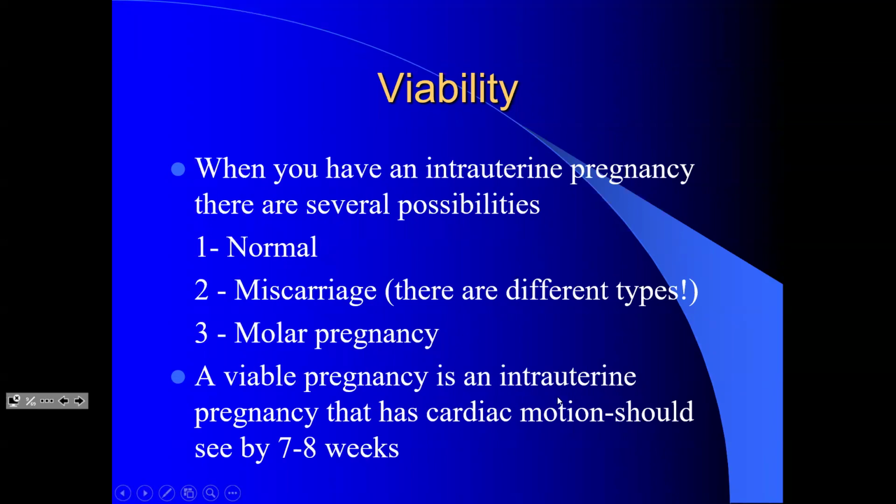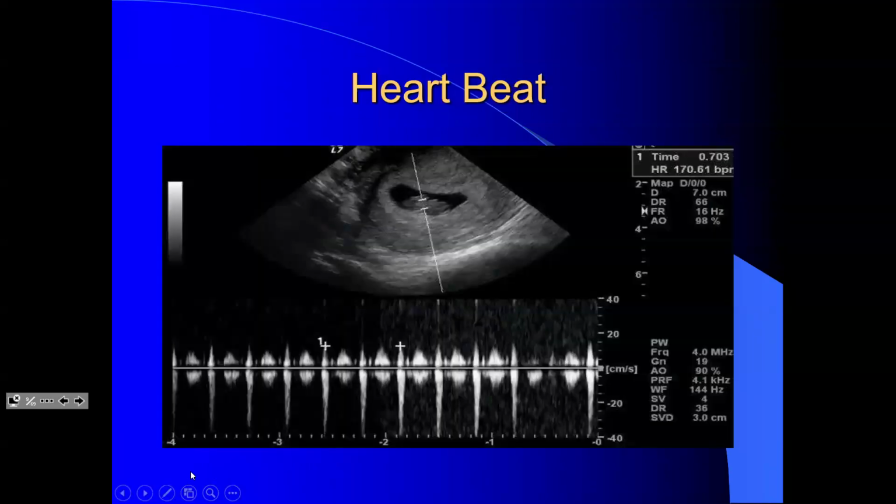So a viable pregnancy is an intrauterine pregnancy that has cardiac motion seen by 7 to 8 weeks. So once you see a yolk sac and a fetal pole, then the third thing to look for is any cardiac activity inside. So how would you check for cardiac activity? You put a cursor like this. This is known as the pulse Doppler. We can make use of the pulse Doppler. And these pulsations that you get on this, you are able to calculate the heart rate. So you see 170 beats per minute.